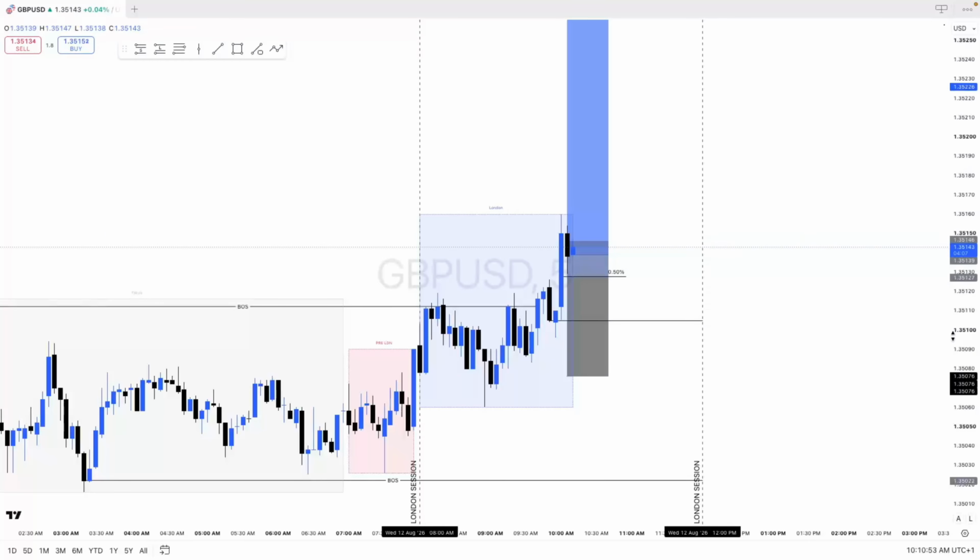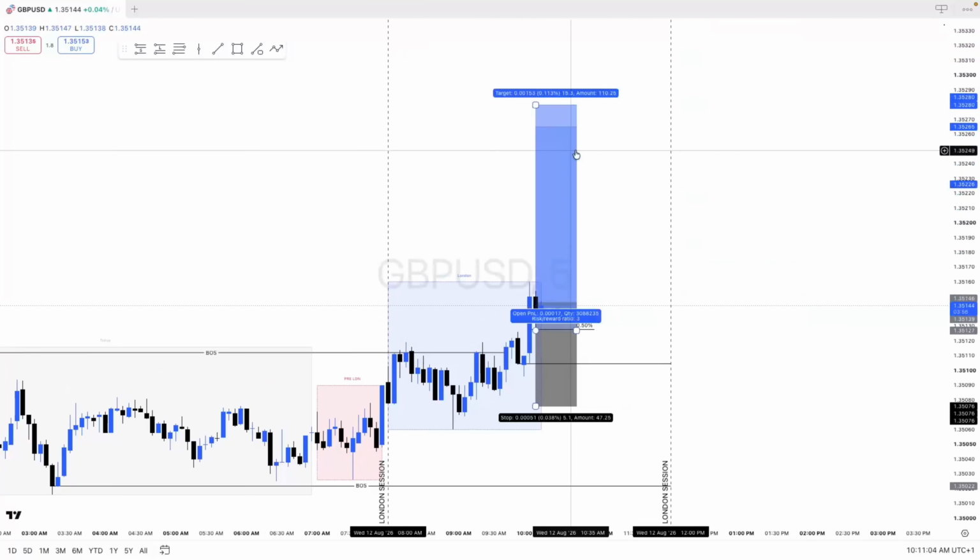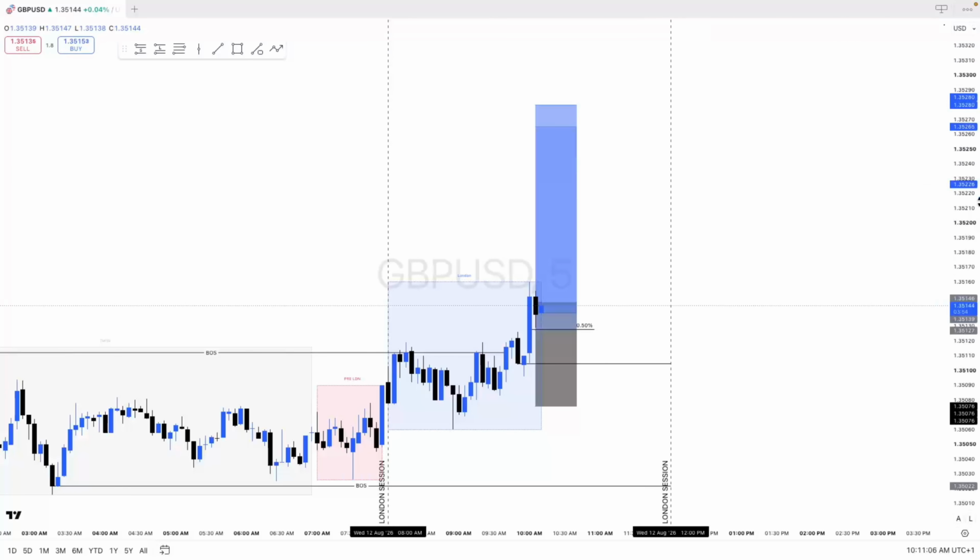So 1.1% risk. And yeah, that is the one that will go for the 1 to 2. So yeah, we'll see how this plays out. But I'm in my trades. And yeah, you saw the reasoning.